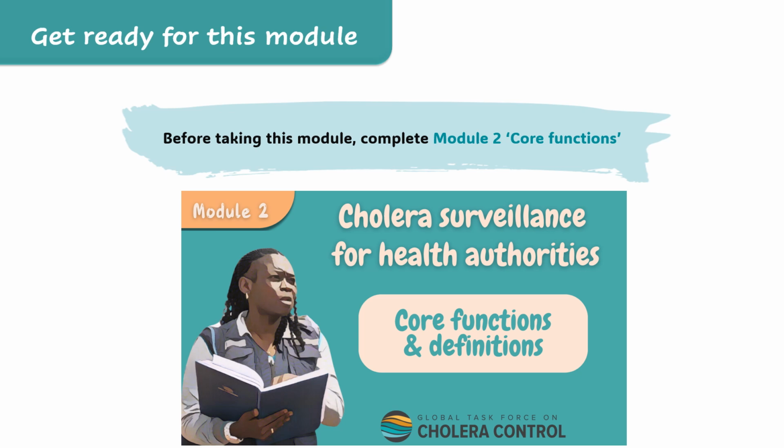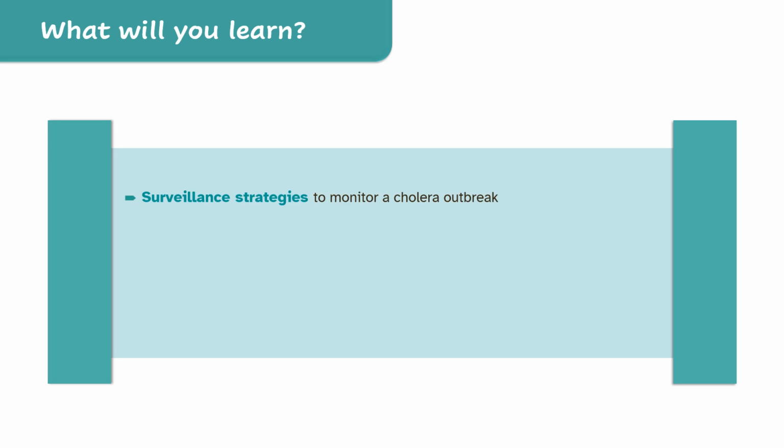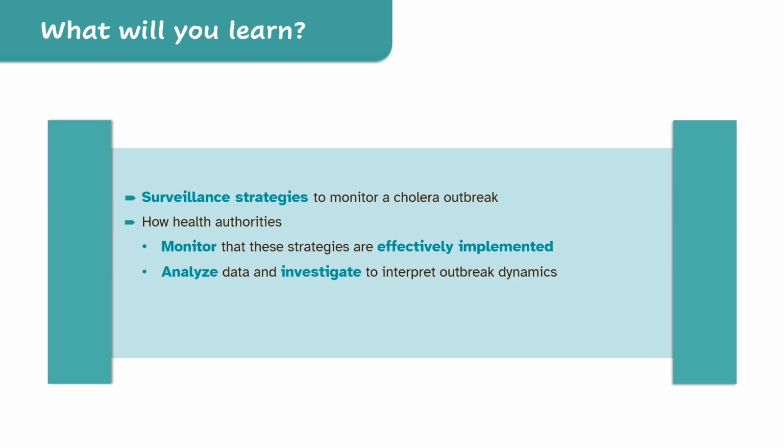As a prerequisite to follow this module, you should be familiar with the core functions of health authorities in cholera surveillance. Therefore, if you have not yet already done so, we encourage you to take Module 2 of this course before taking this module. After completing this module, you will be familiar with surveillance strategies to monitor cholera outbreaks, including how health authorities monitor that these strategies are effectively implemented, how health authorities analyze surveillance data and investigate as needed to interpret the outbreak dynamics, and how health authorities disseminate findings to guide the response.